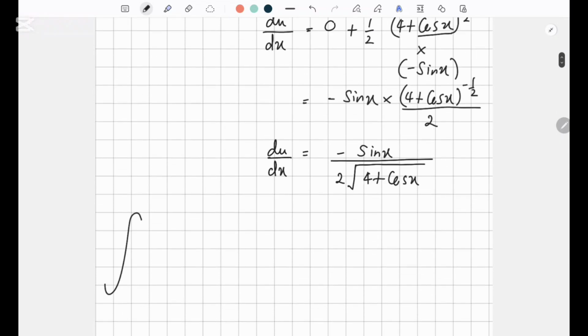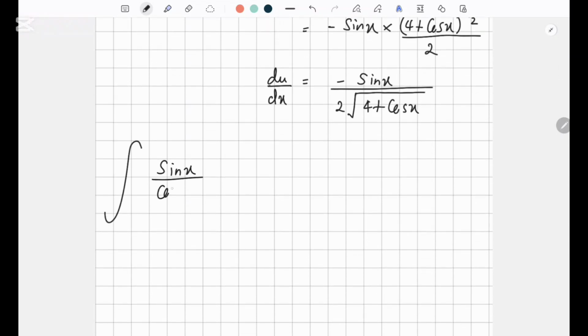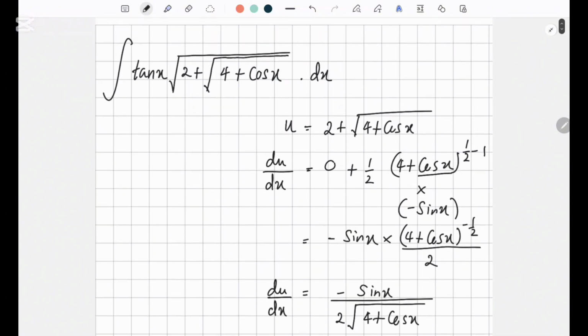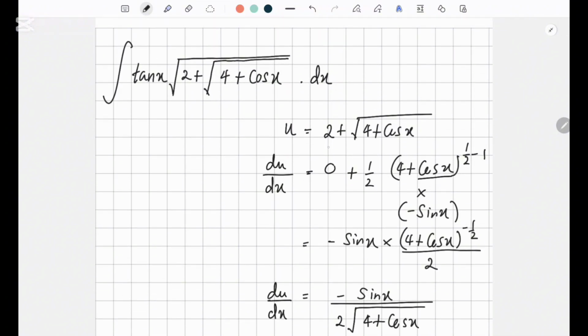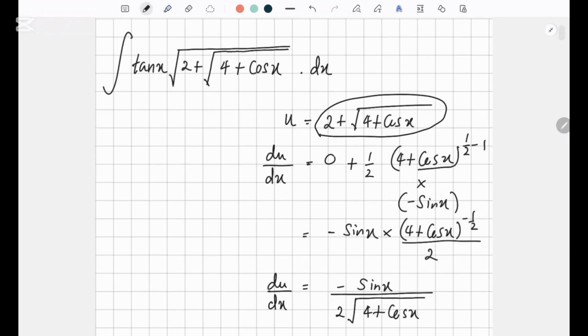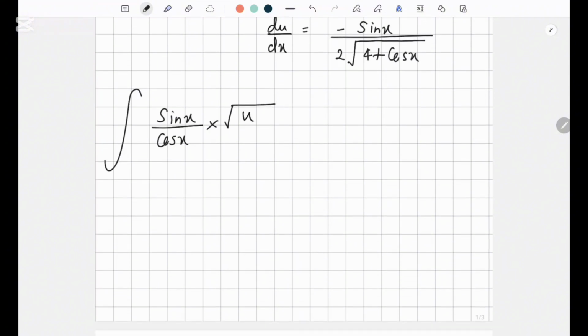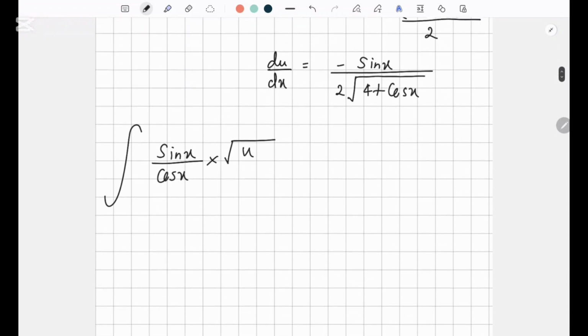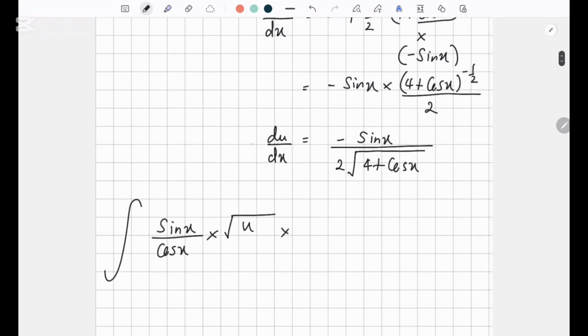So tan x, you can write it as sin x over cos x, right? Into, so we have root 2 plus root 4 plus cos x. So 2 plus root 4 plus cos x was u, right? So you can write root u instead of writing the whole thing, as we took the substitution, into dx. So what's dx? So you have to substitute dx in this. So that would be, you cross multiply, like that, 2 into root 4 plus cos x over minus sin x dot du equals dx.